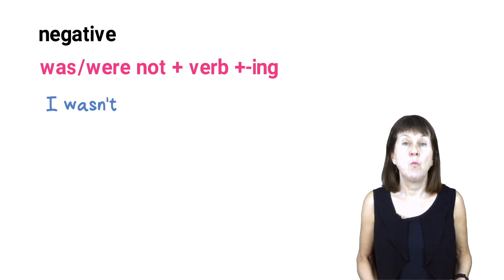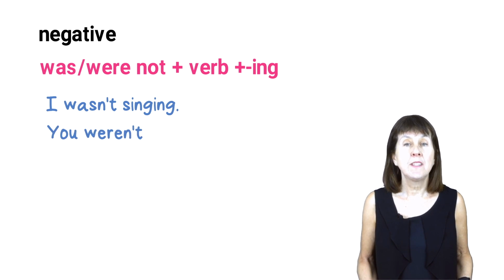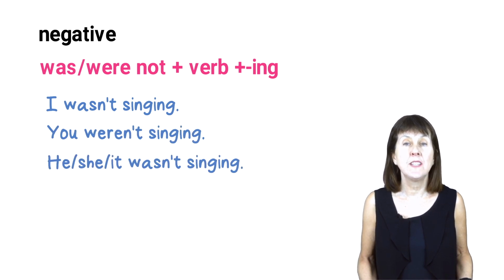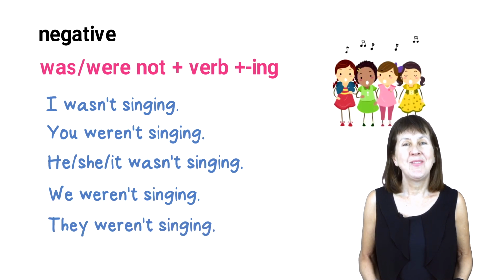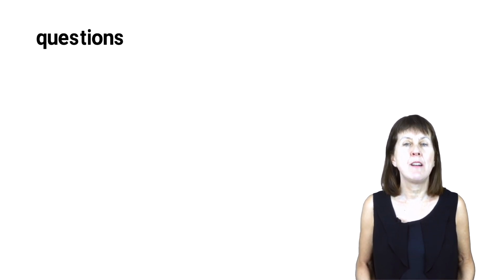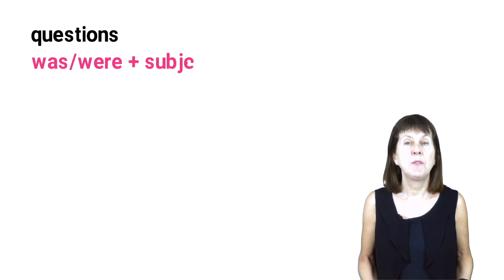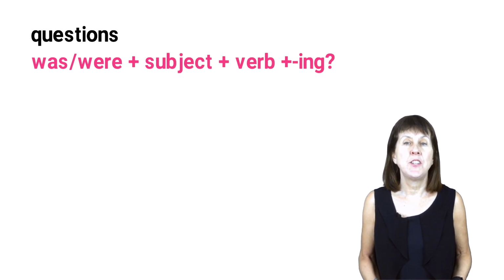So that's it. I wasn't singing, you weren't singing, he, she, it wasn't singing, we weren't singing, and they weren't singing. And finally, in questions, we have was or were plus the subject plus the verb in the ing form.